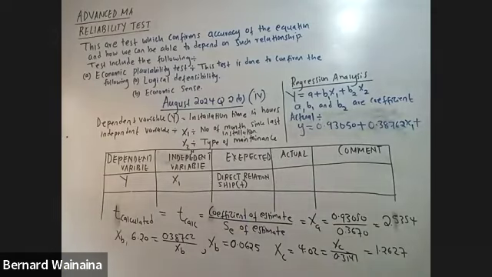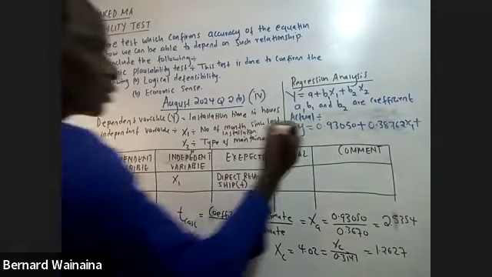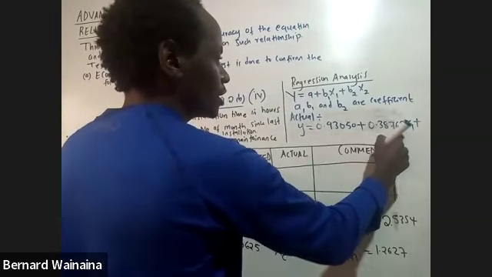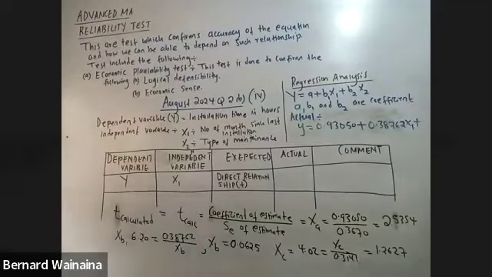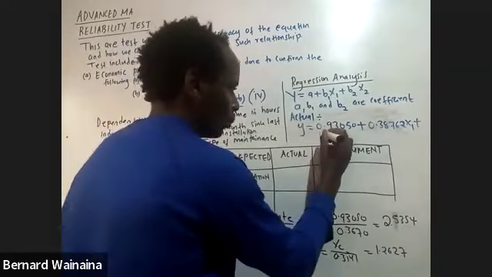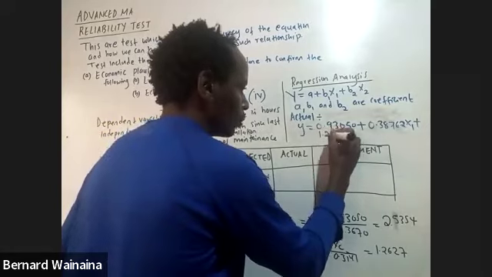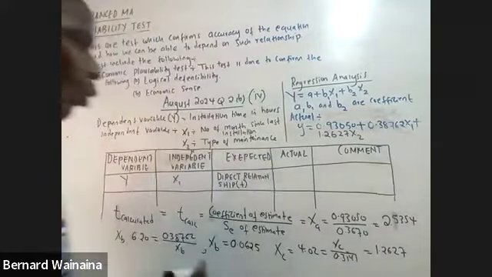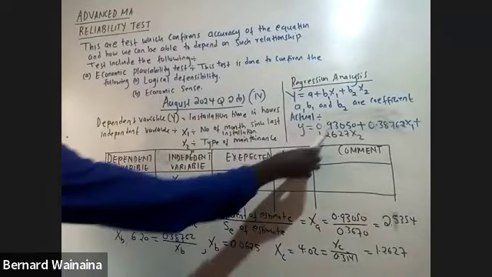What else? Now, we come here, let us complete our equation. 0.93050 plus 0.3876 plus. So what will that be? Plus which figure did we want from that one? It was XC. 1.2627 X2.